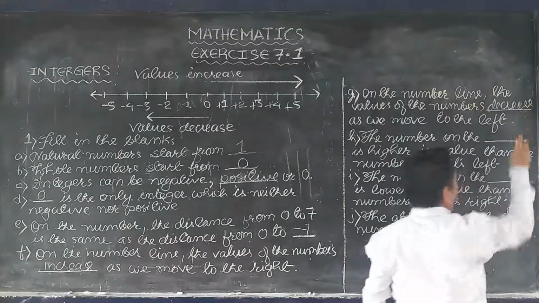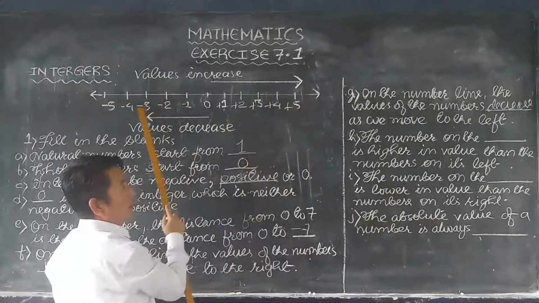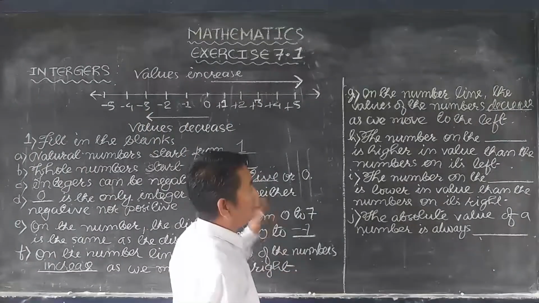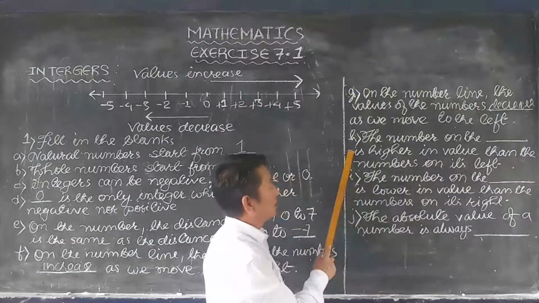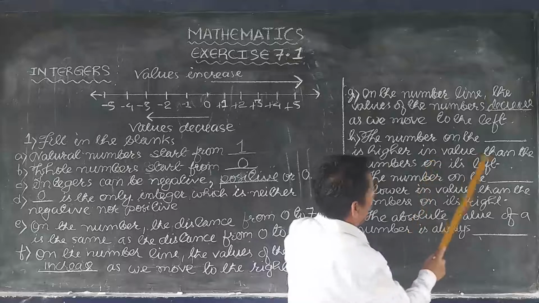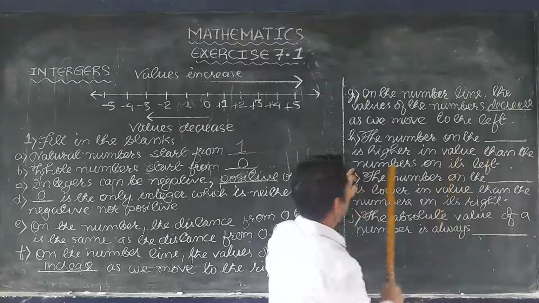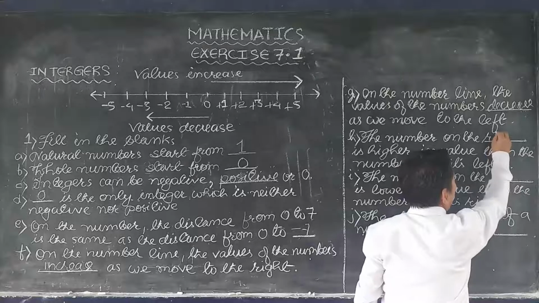When we move from right to left on the number line, the values of the numbers decrease. Now H. The number on the dash is higher in value than the number on its left. So it is your right.